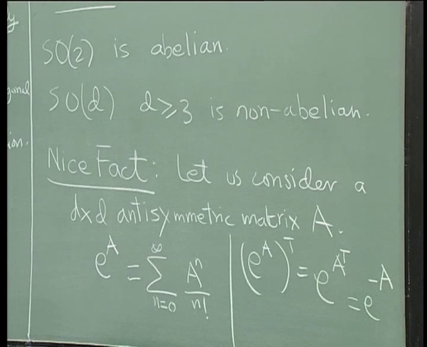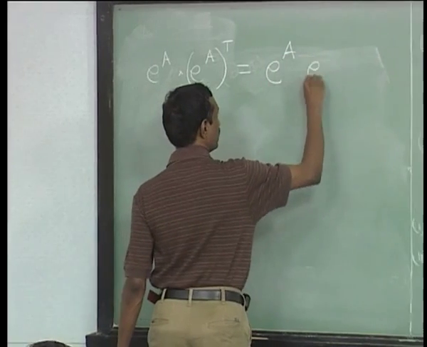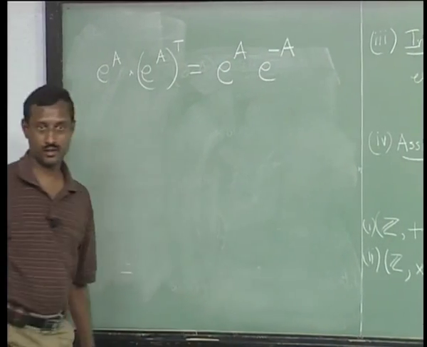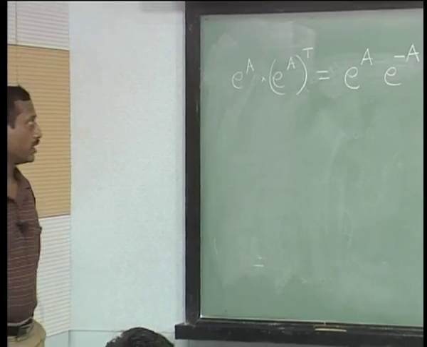What this means is that e power A for any d by d antisymmetric matrix is orthogonal, because what we get is e power A times e power A transpose is equal to e power A into e power minus A, which is the inverse of these things.